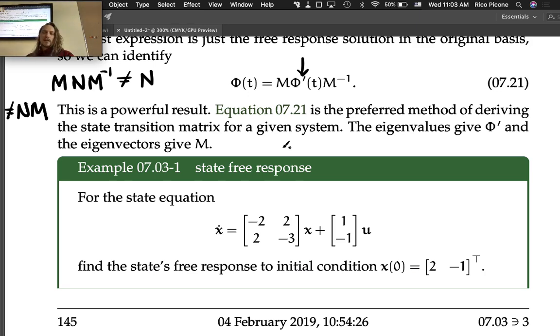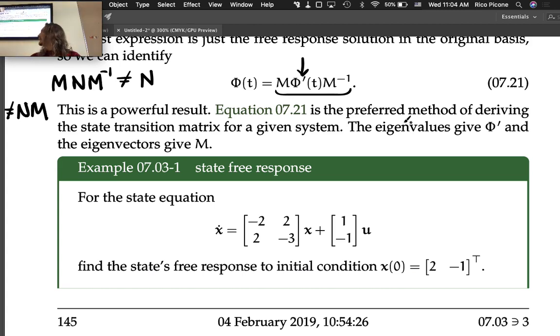So that's what we learned about, and we learned that we can use this formula to compute the state transition matrix in the original basis using the easily found state transition matrix in the primed basis, and the eigenvector solution, the modal matrices and their operation on phi prime. So this is where we were.